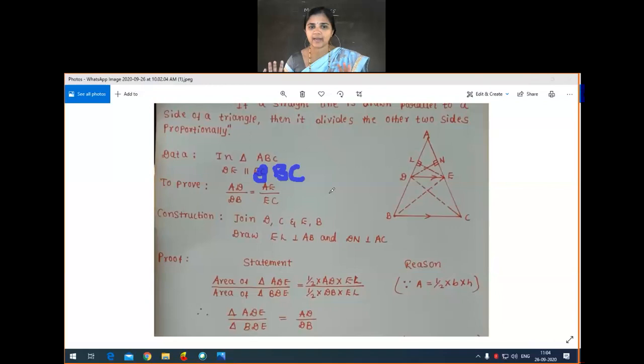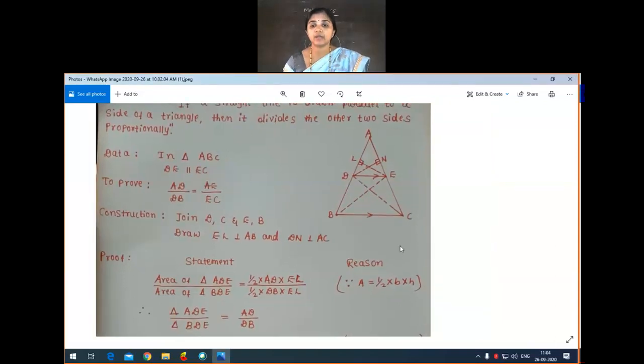According to the statement and diagram, what do we have to prove here? Again we'll move back to the statement part. If a straight line is drawn parallel to a side of a triangle, then it divides the other two sides proportionally. That is actually the prove part. That means AD divided by DB is equal to AE divided by EC. To prove: AD divided by DB is equal to AE divided by EC.